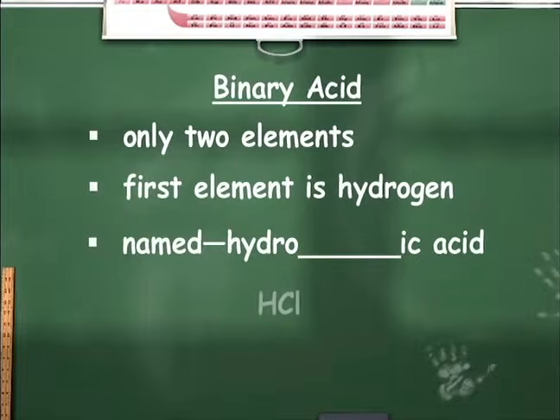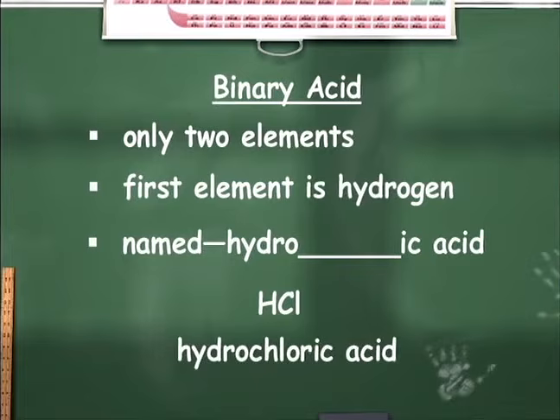For example, HCl is a binary acid because it only has two elements, and the first one is hydrogen. The name of this acid is hydrochloric acid.